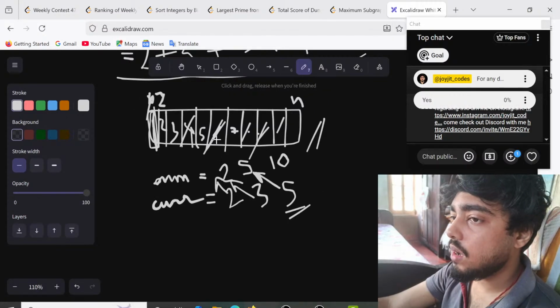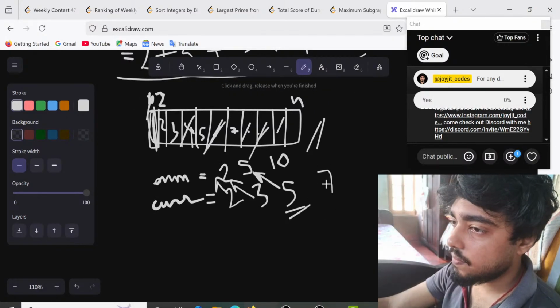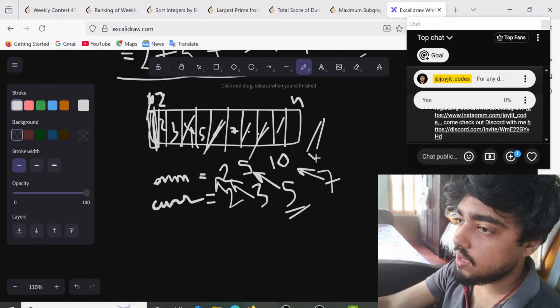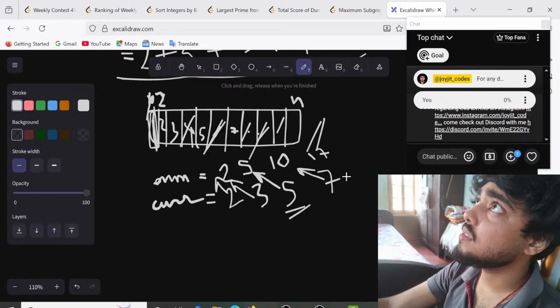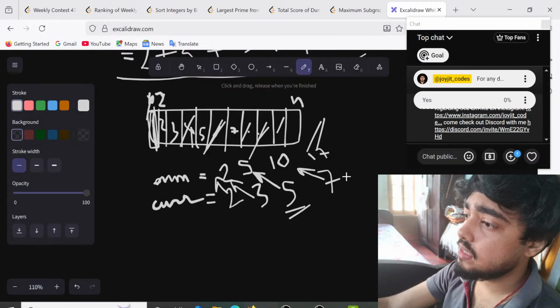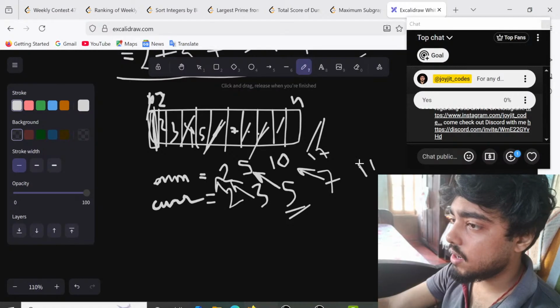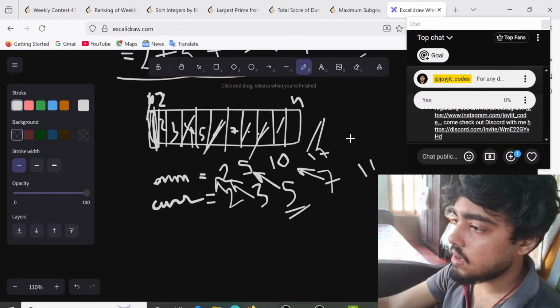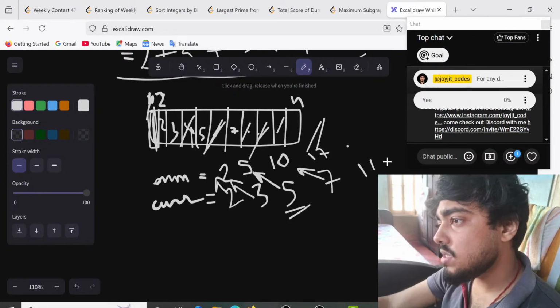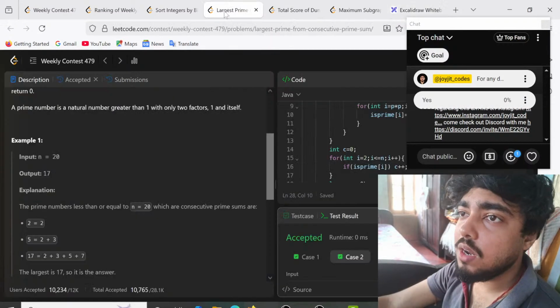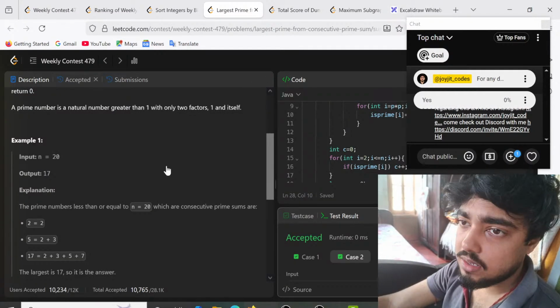Then go to 7. 7, no, it is not there. So that is 17. And post 7, it comes as 8, 9, 10, 11. 11, have we got 11? Nope. So we can do this checking and so on. If you want the code, I'll just show you how the code looks like.